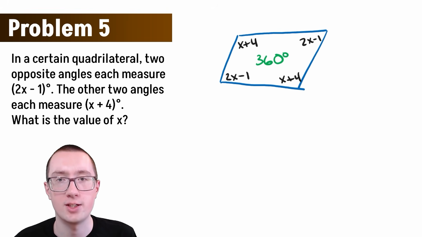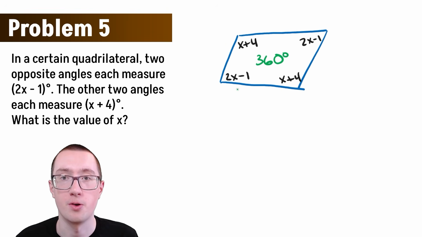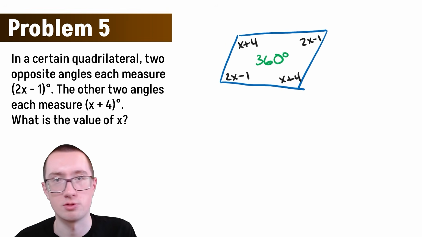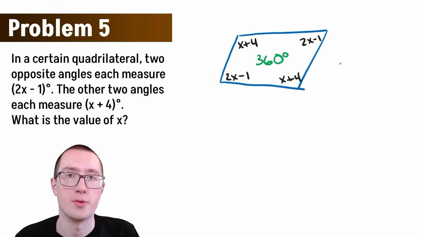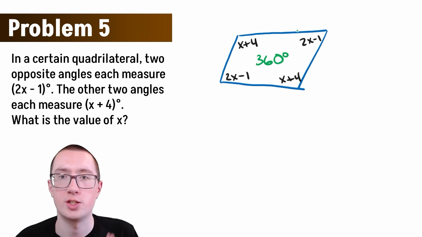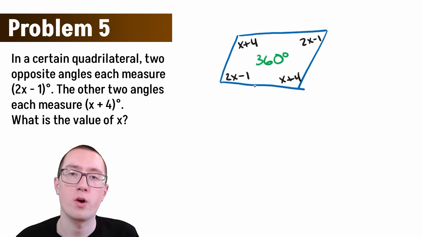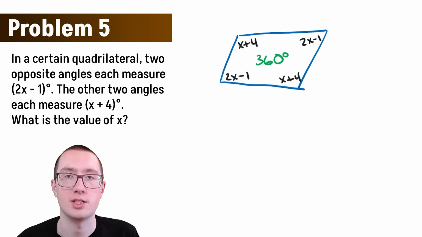Then a four-sided shape has 360 degrees total. Then a five-sided shape would have another 180, that's 540, and then so on. So this is an important rule to know that quadrilaterals, four-sided shapes, always have 360 degrees. So if we were to add all four of these angles up, it would give us 360.